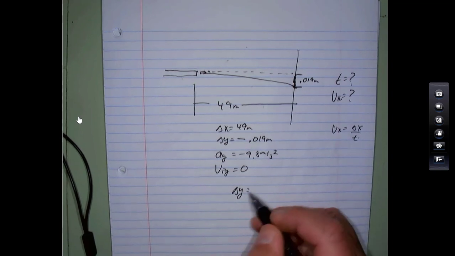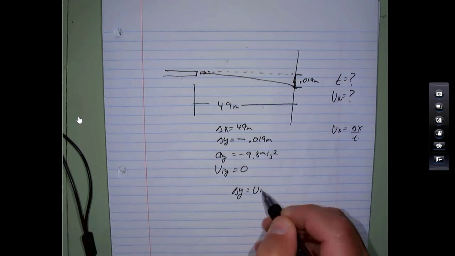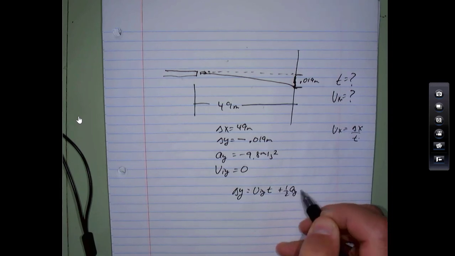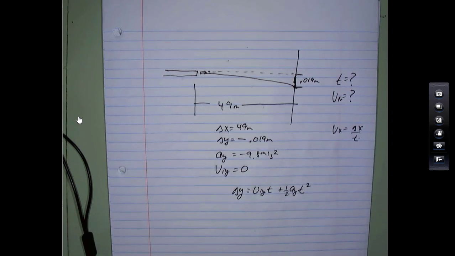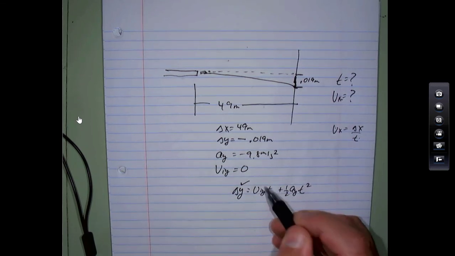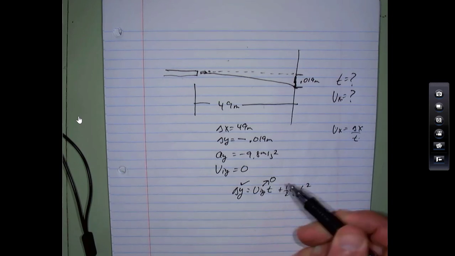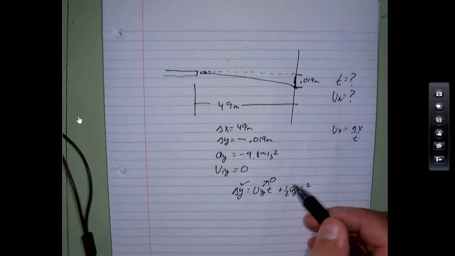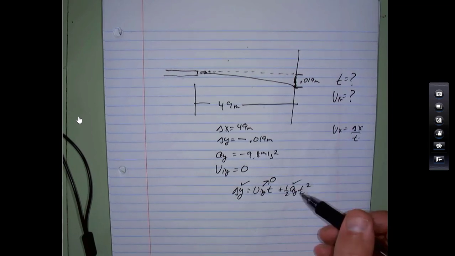The displacement in the y equals initial velocity in the y times time plus 1/2 acceleration in the y times t squared. This is how it goes. You look at one equation. Is this going to work out for us? Okay, we know the displacement in the y. The initial velocity in the y is 0, so that term's actually 0. Then 1/2 a t squared. This one will actually work for us. We can figure out the time from this equation.